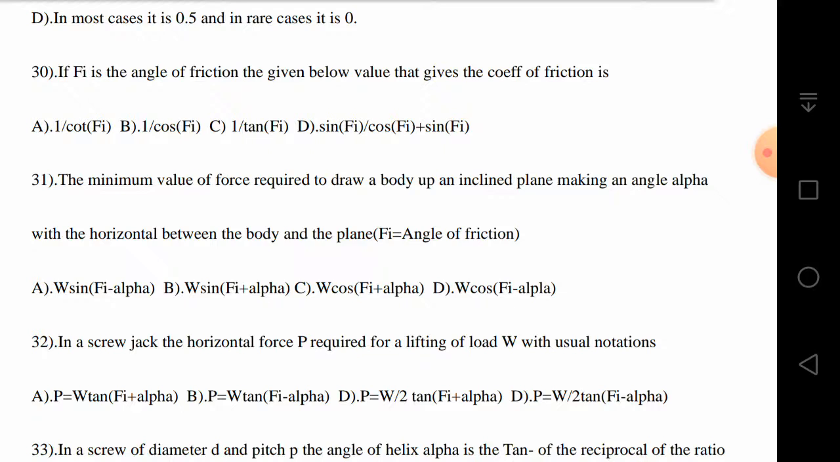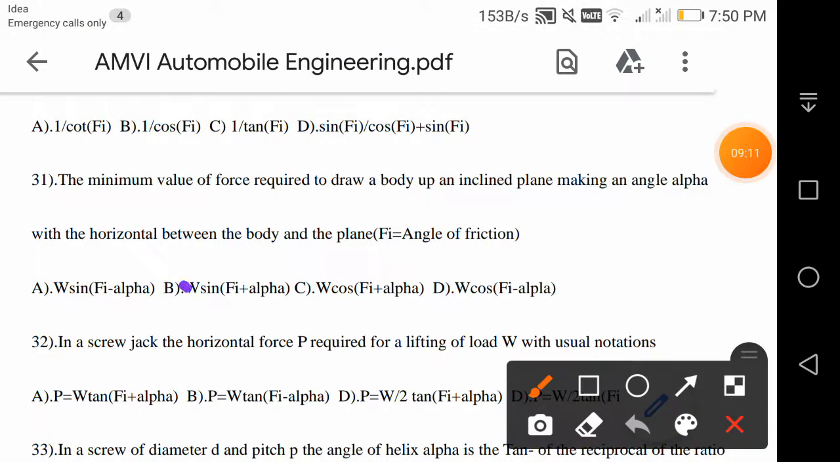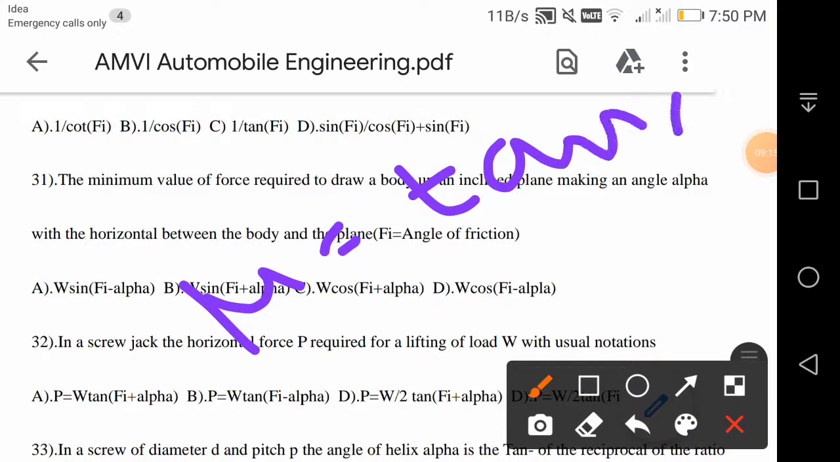If phi is the angular friction, which given value gives the coefficient of friction? You know that mu is equal to tan phi. He has written it in another form. After tan phi I can write 1 by cot phi. 1 by tan phi is equal to cot phi, but 1 by cot phi is equal to tan phi. So what is the correct answer here? The correct answer is A.